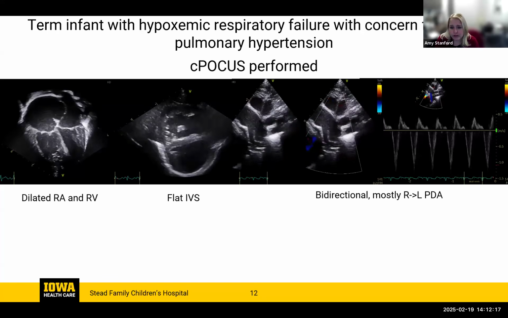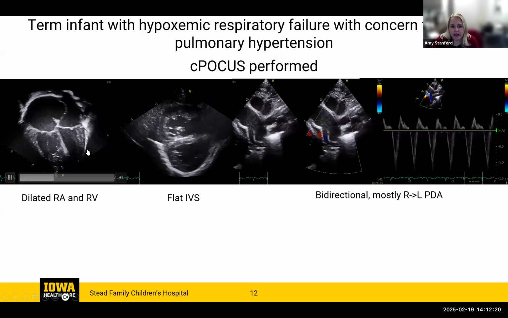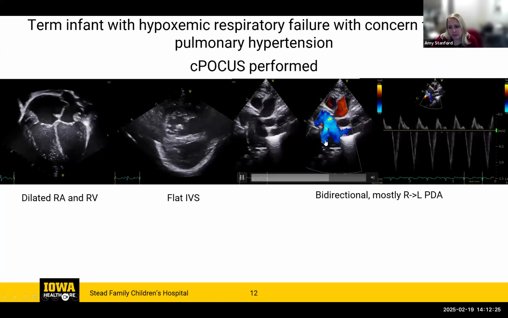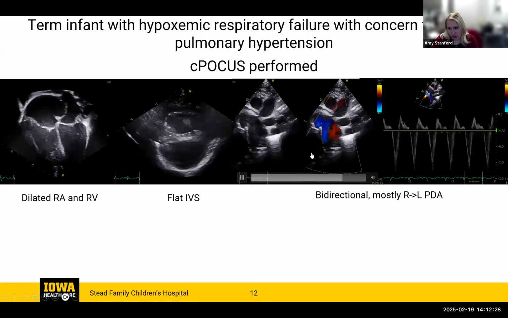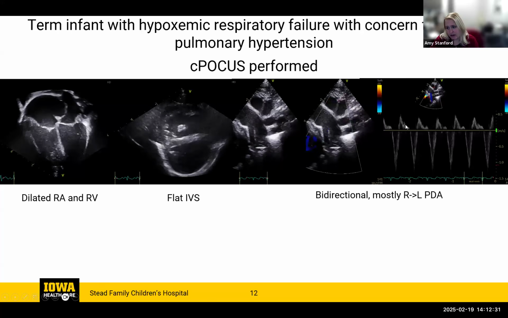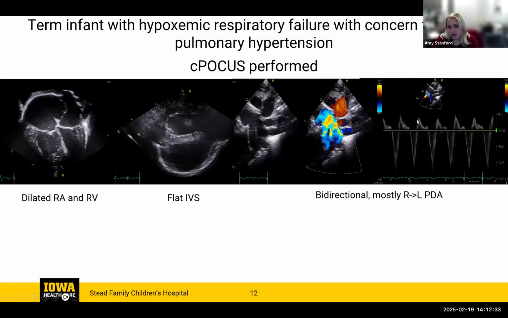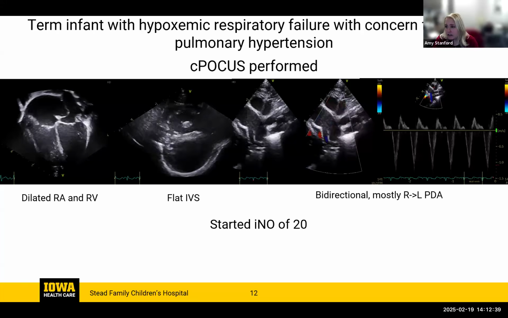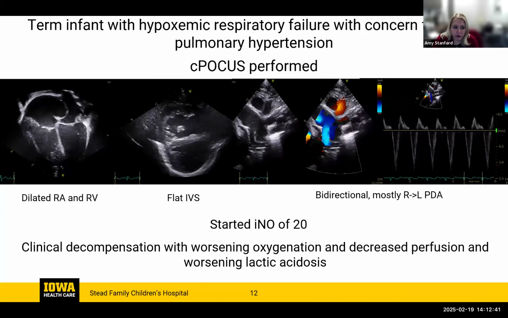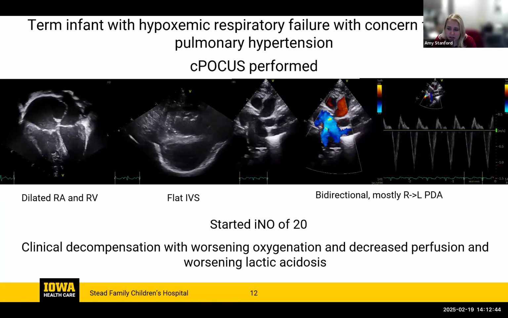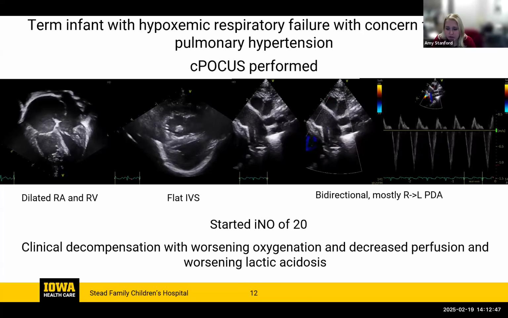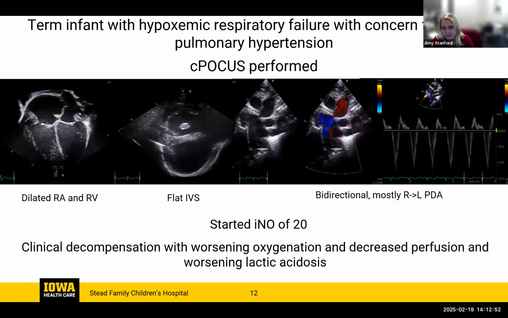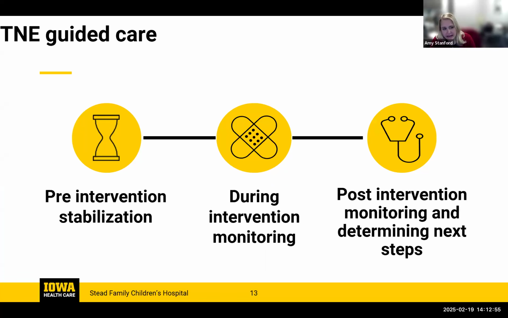So a cardiac POCUS was performed, and you can see again, there's this dilated right atrium and right ventricle, a flat intraventricular septum. The PDA was assessed, and it was large, bidirectional, and mostly right to left, as seen here on the Doppler. So the team thought they were dealing with just resistance-mediated pulmonary arterial hypertension, so they started inhaled nitric oxide at 20. But unfortunately, that patient had a clinical decompensation with worsening oxygenation, decreased perfusion, and worsening lactic acidosis. So what went wrong? We'll come back to that.